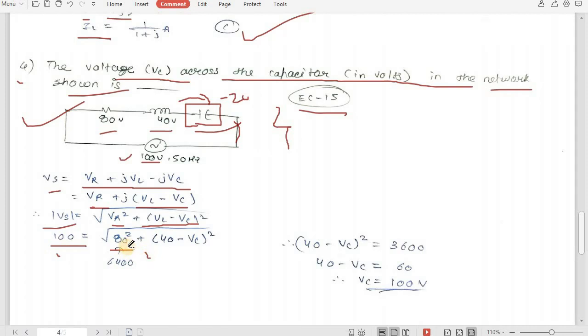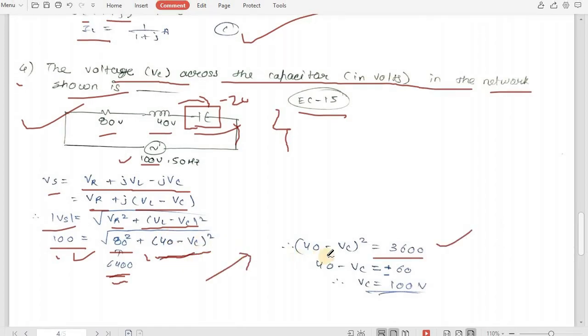For that, 80 squared will be 6400, and to get this 100 we should get this term as 10,000. Here we have 6,400, so this term must be 3600, such that we get 10,000, and the under root of 10,000 is 100, right? So (40 minus VC) the whole squared must equal 3600. If we take the under root, we get 40 minus VC equals plus minus 60. Now if we solve this, we get VC equals 100 volt and minus 20 volt.